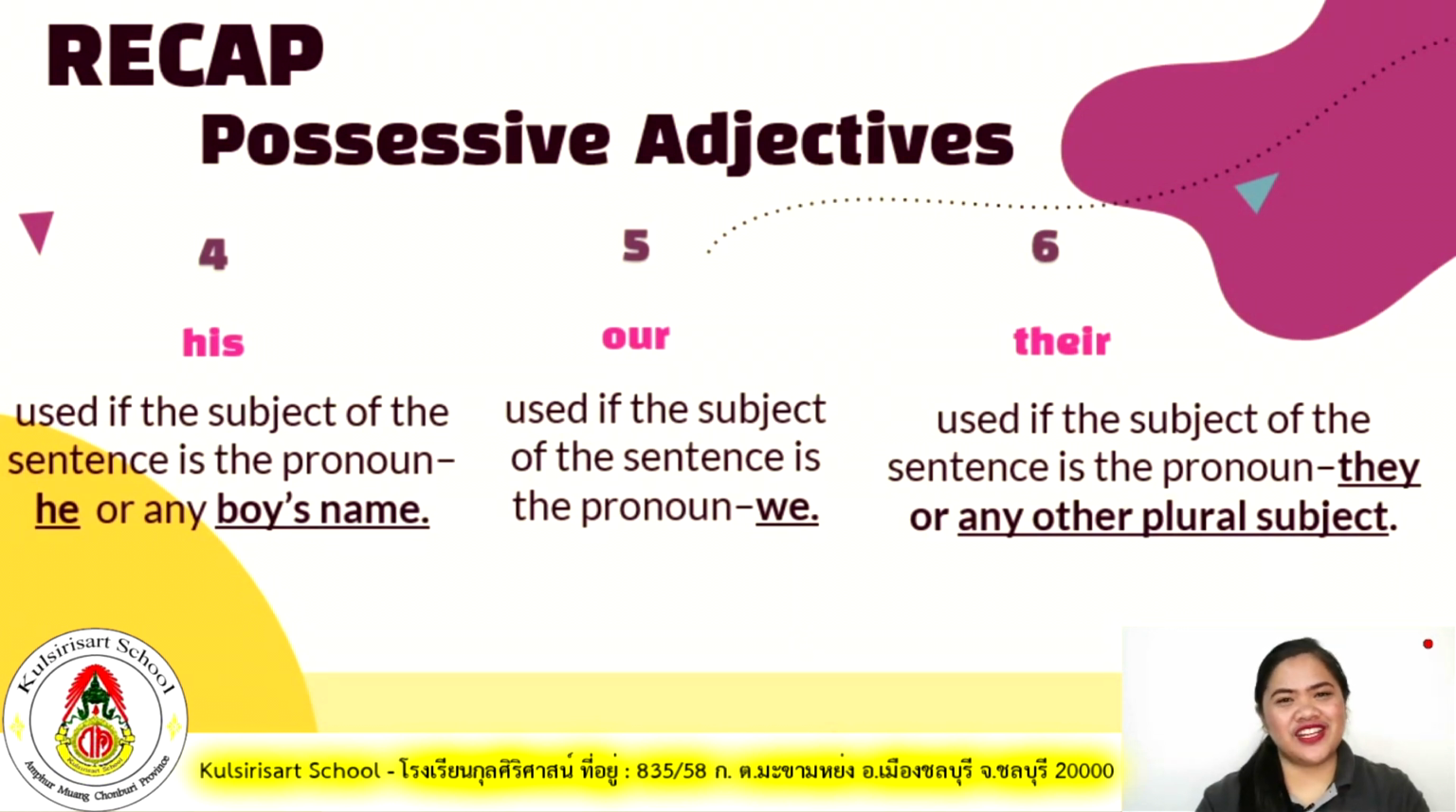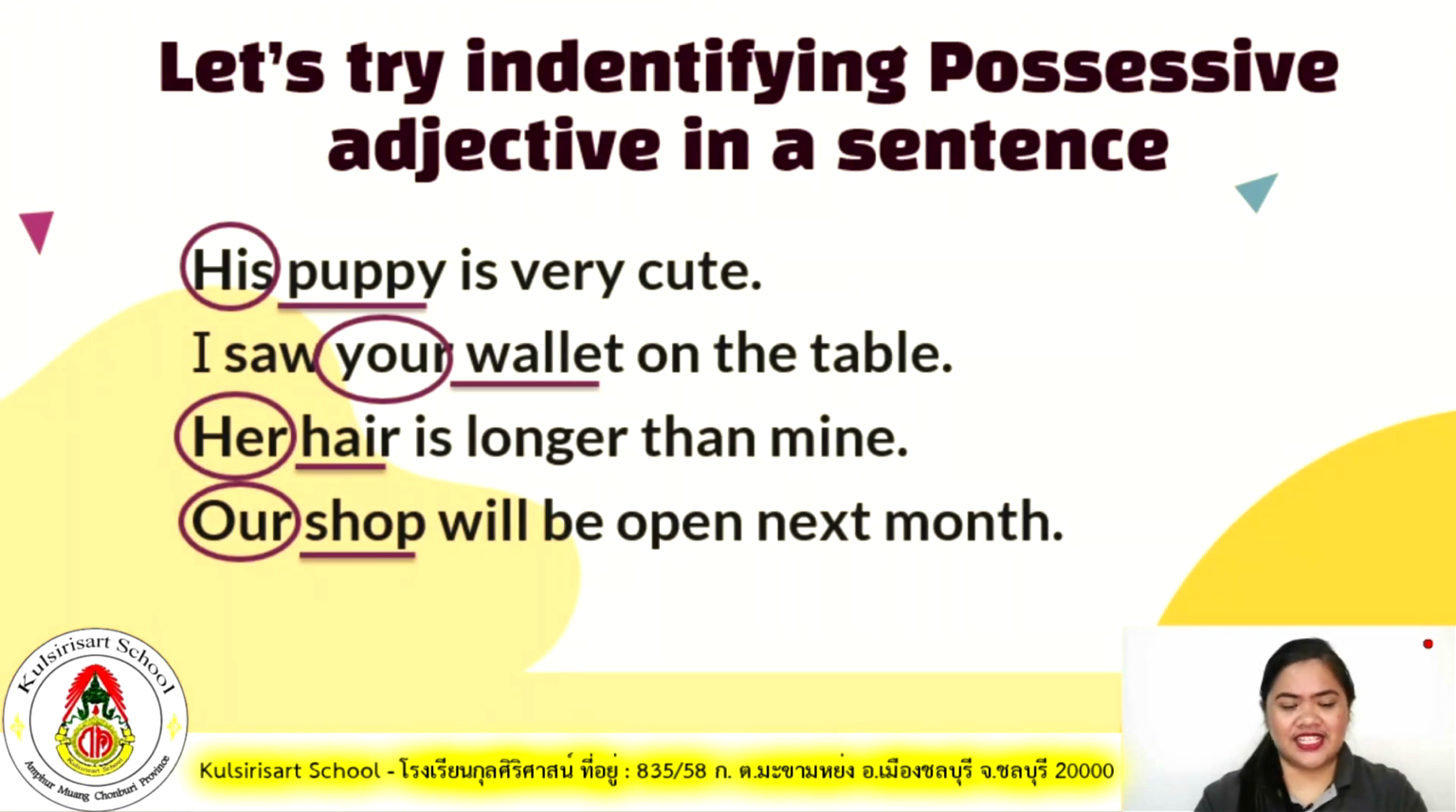We are almost finished with our lesson for today, but we will not be finished if we do not review the example sentences that use possessive adjectives. So we have here his puppy. Where is the possessive adjective? Very good, the word his. And your wallet, possessive adjective is your. Her hair, possessive adjective is her. And our shop, what is the possessive adjective? Very good, the word our.